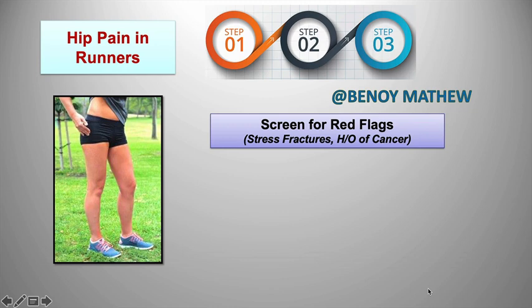So if you're interested, I go through all those risk factors, and also previous history of cancer, because we know next to the spine, the most common region for metastasis is around the hip and groin. So we want to make sure if they had previous history of breast cancer, and also any systemic factors as well. So red flags generally is something we don't want to miss.